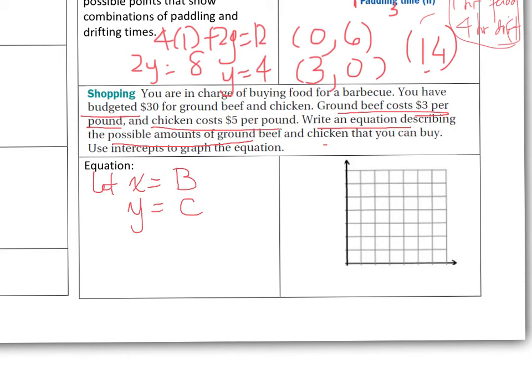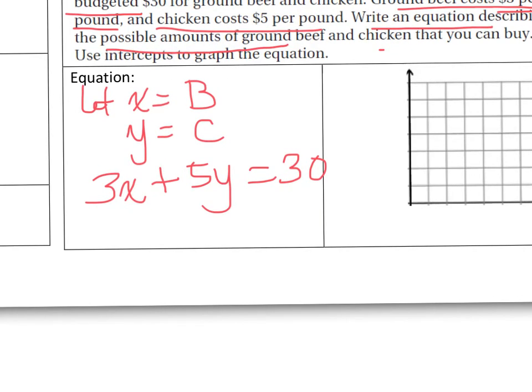So then 3x will be the total amount I can spend on beef. And plus 5y would be the total amount I can spend on chicken. And I will have to set it equal to 30 because that's all I have to spend. So let me calculate the intercepts now. When x is 0, y is 6. When y is 0, x is 10. Okay? And then we can graph.